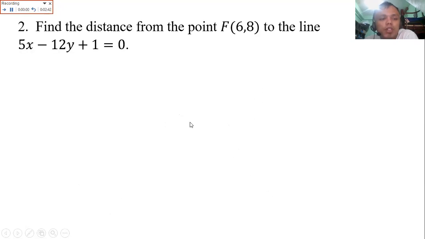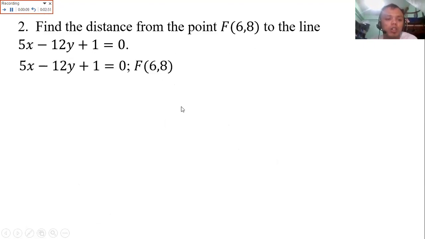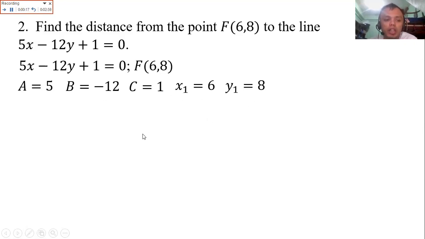Okay? Next, find the distance again from the point F, now with the coordinates of 6 and 8 to the line 5x minus 12 plus 1 equal to 0. Your A here is 5 again. Your B is negative 12. Your C is 1. X of 1 is 6. Y of 1 is 8.